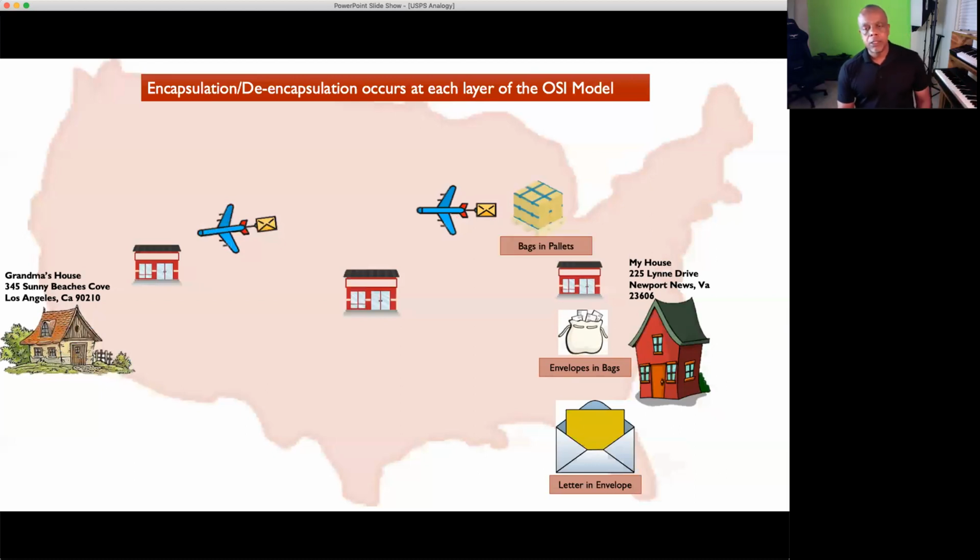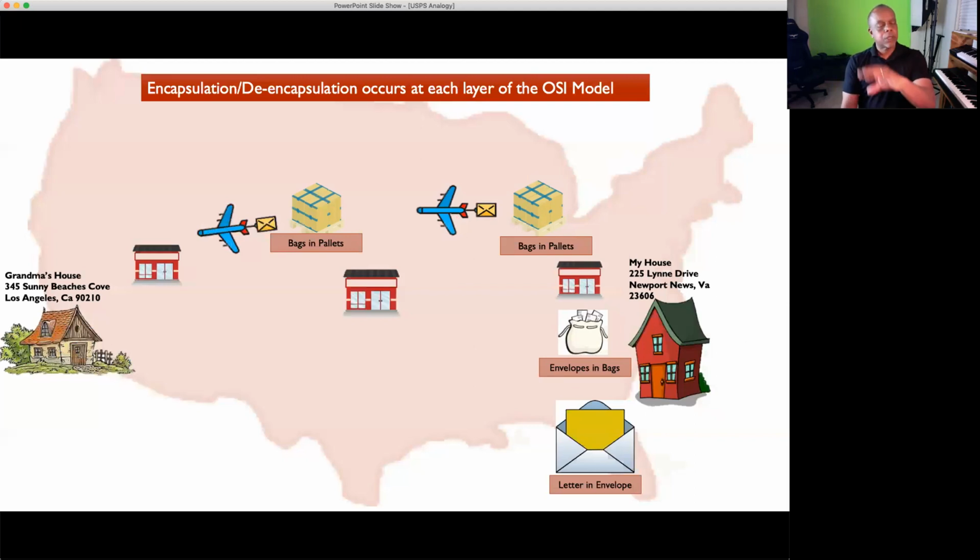Well, to get that to St. Louis, they took that bag and lots of other bags with letters in it, and they put them on a big pallet, and the pallet went into the back of the aircraft. So here again, encapsulation. Letter in an envelope, in a bag, a lot of bags on a pallet on an aircraft. Aircraft goes, and now on the other side, we're going to start the de-encapsulation process.